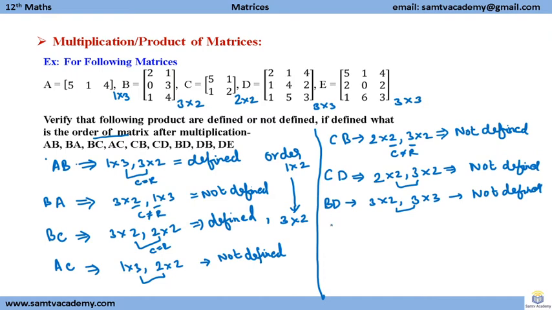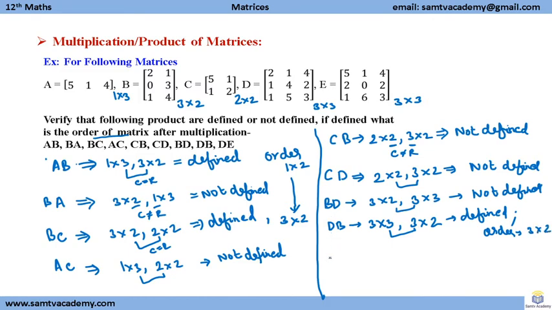Next we will take DB. What is the order of D? D is 3 by 3 and B is 3 by 2. So here column is equal to row, so it is defined and its order is the remaining one, 3 by 2. So the order will be 3 by 2.